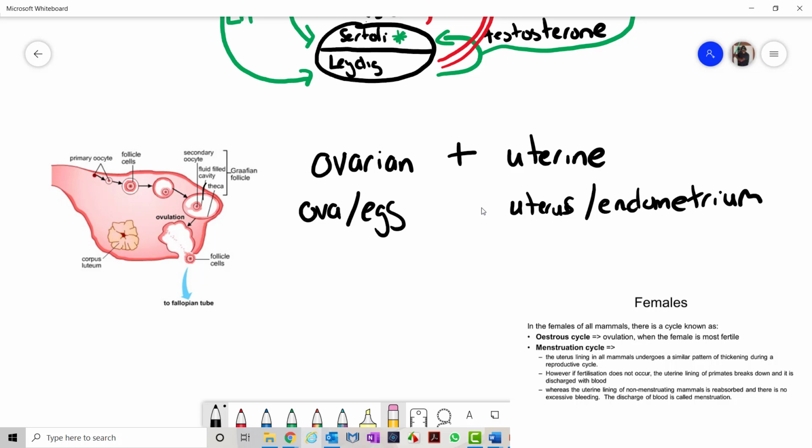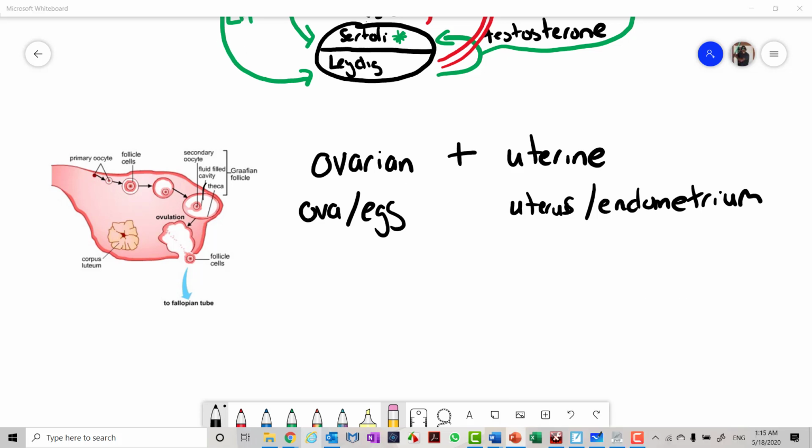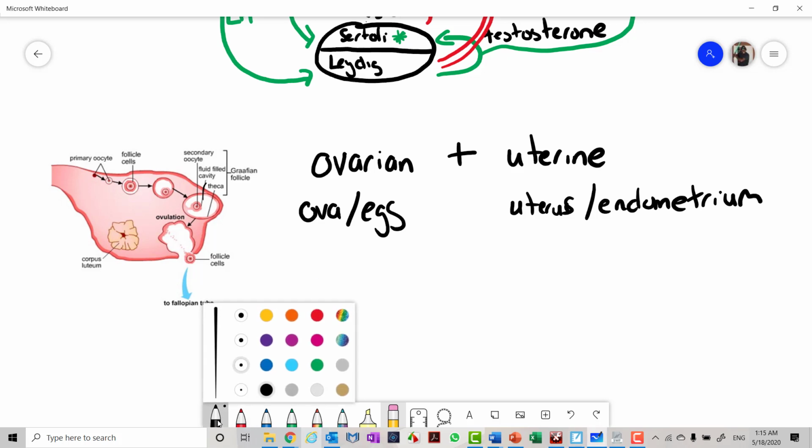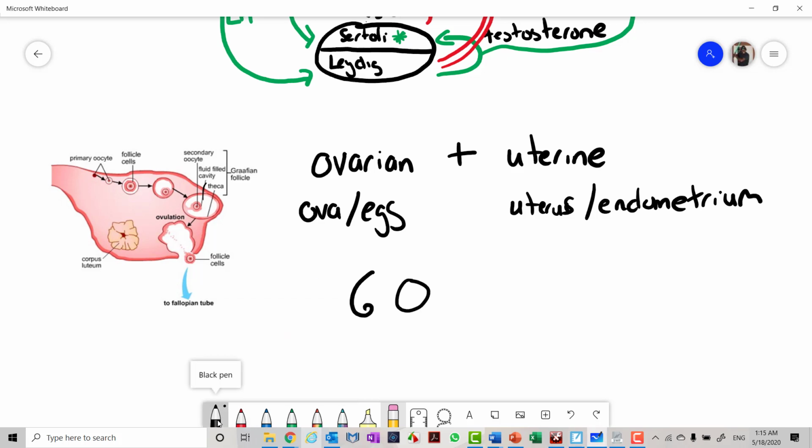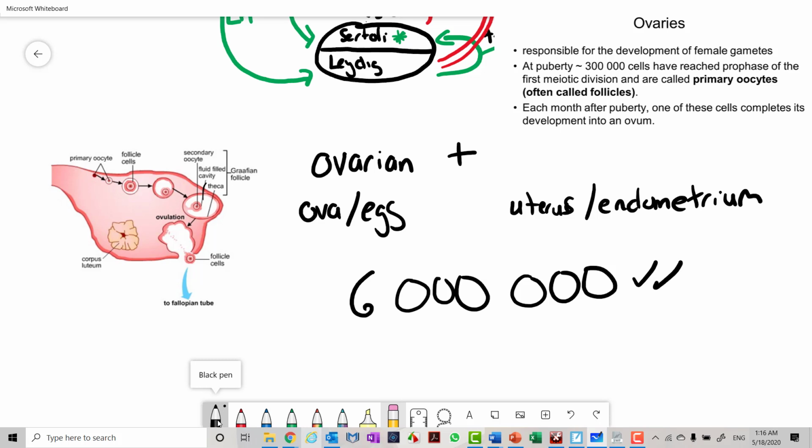So where does the story begin? You may know that at the beginning, when the baby is still within the mother's womb, she has all her eggs. As a matter of fact, she has about, you want to guess? I'll give you a moment. How many eggs do you think a baby has before it's even born? If you said somewhere in the vicinity of 6,000, you're wrong. 6 million, yes.